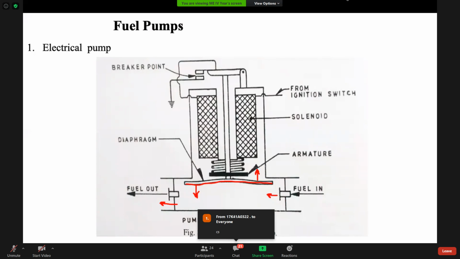Those who have completed drawing this diagram, type in the chat box completed, sir.